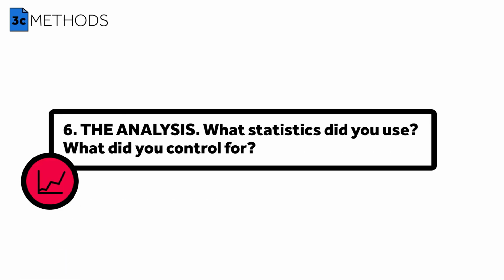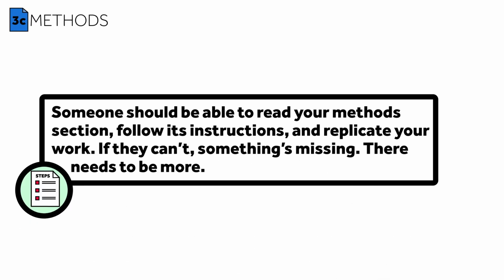And finally, a sixth consideration, the analysis. What statistics did you use? What did you control for? In this section, it's also important that you discuss your power and sample size calculations. I know there's a lot of questions here, but the bottom line is that someone should be able to read your method section, follow its instructions, and replicate your work. If they can't, something's missing, and there needs to be more.